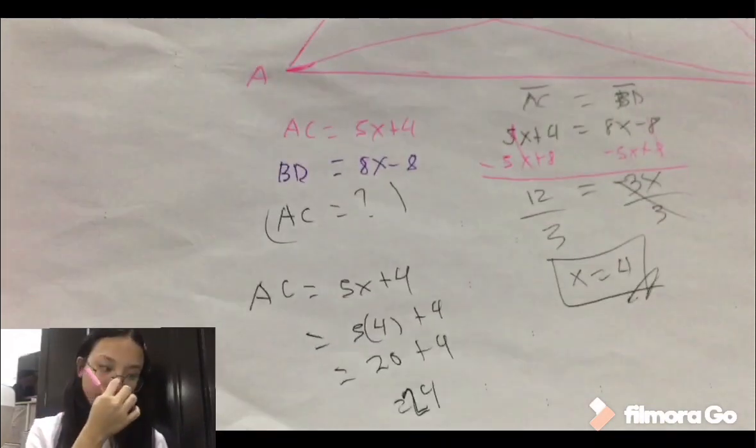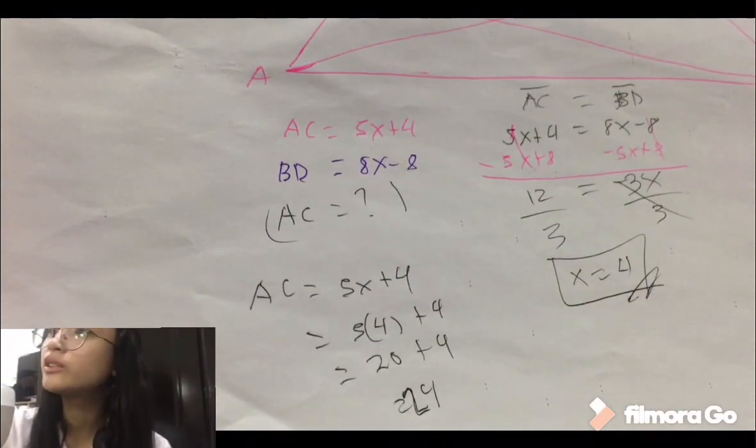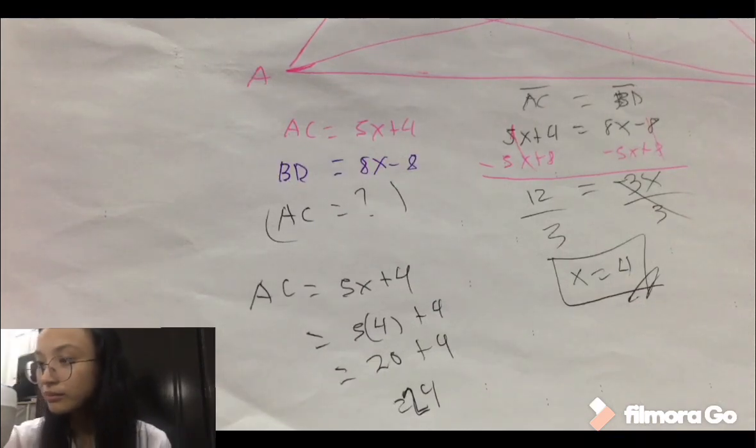So remember that for an isosceles trapezoid, the diagonals are equal. You can see that, those are the diagonals.